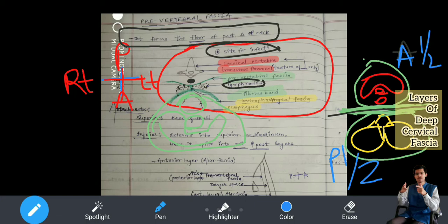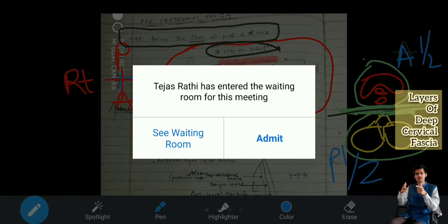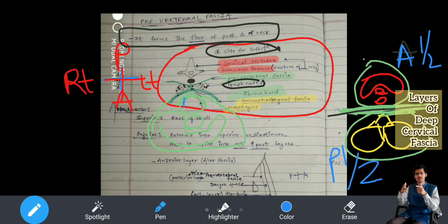Now if it forms the floor, what does that mean? Floor of the neck means what? Floor means that all structures of the posterior triangle of the neck lie on that floor. We will study this in detail when we talk about the posterior triangle and anterior triangle of the neck, as I told you yesterday.